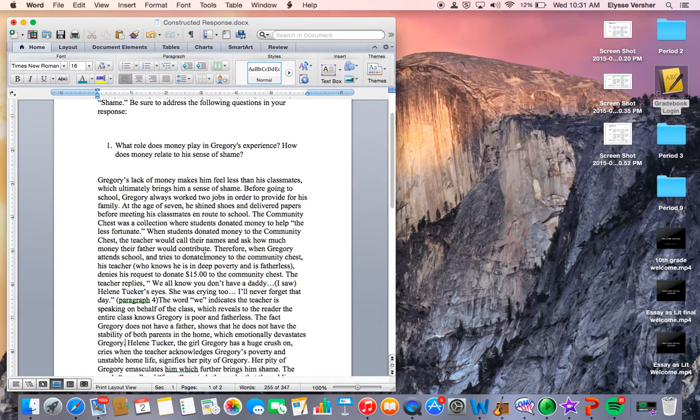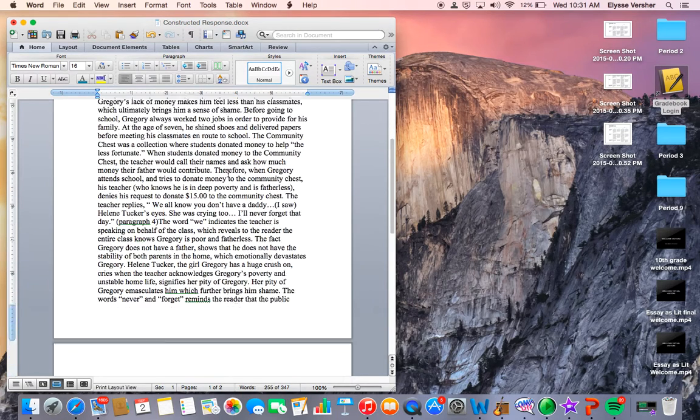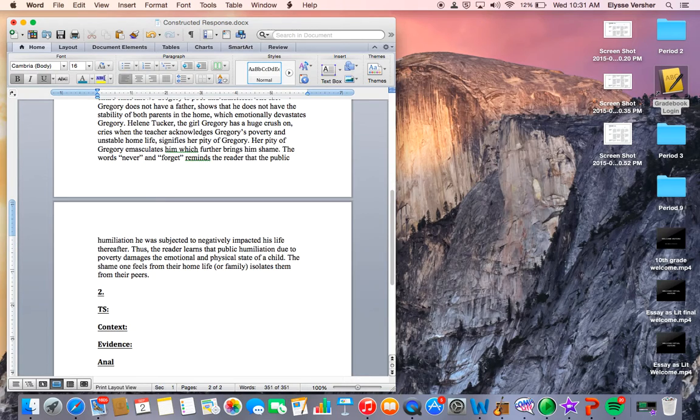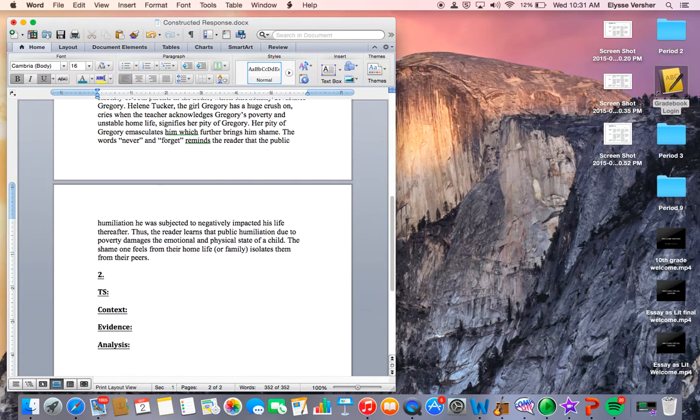But this is how you would do a constructive response for one question. The second question, if there was a second question, you would do the same thing. Here's the question, and then you would write topic sentence, context, evidence, analysis, concluding sentence, and answer whatever second question there is.